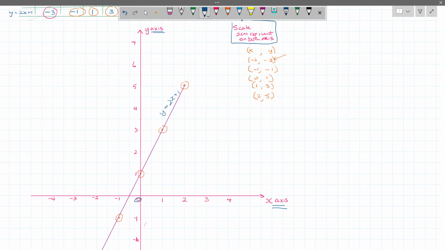I say 2 centimeters to represent 1 unit. Every one of these boxes here on my screen is 1 centimeter. So 2 boxes here is 1 unit, on both axes, on both y and x. You'll notice that every time I skip 2 boxes, I have another unit to represent. Yeah?